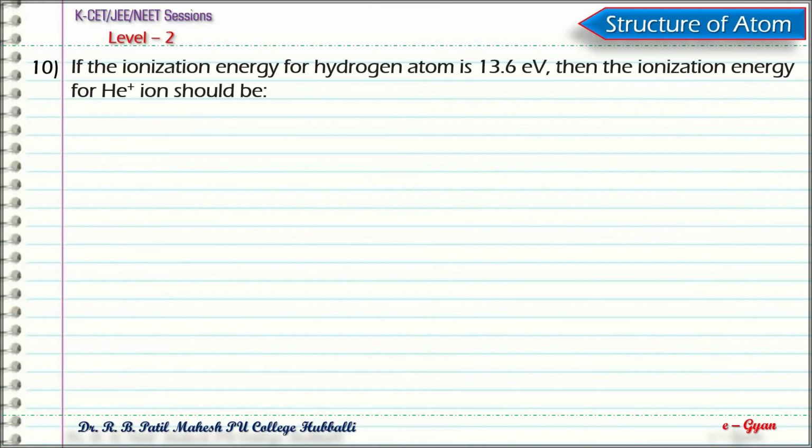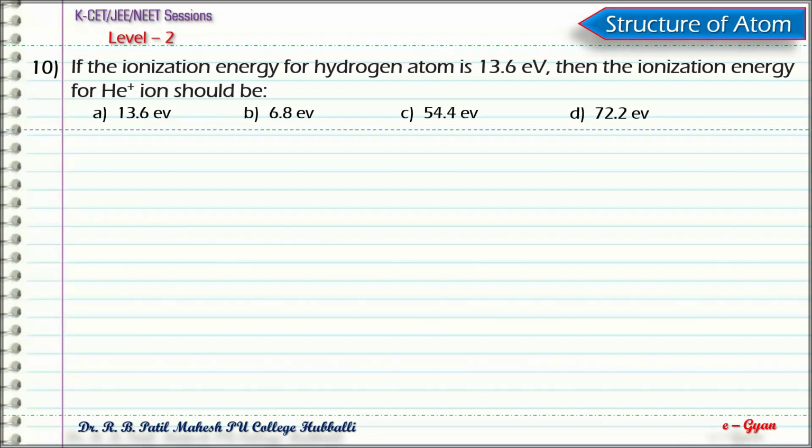Moving to the next question. Question number 10. If the ionization energy for hydrogen atom is 13.6 electron volt, then the ionization energy of helium plus ion should be. There are 4 options given. So there are 2 methods to calculate this one. Let us start with the first method. Energy of nth orbit, we have the formula minus RH Z square divided by N square.